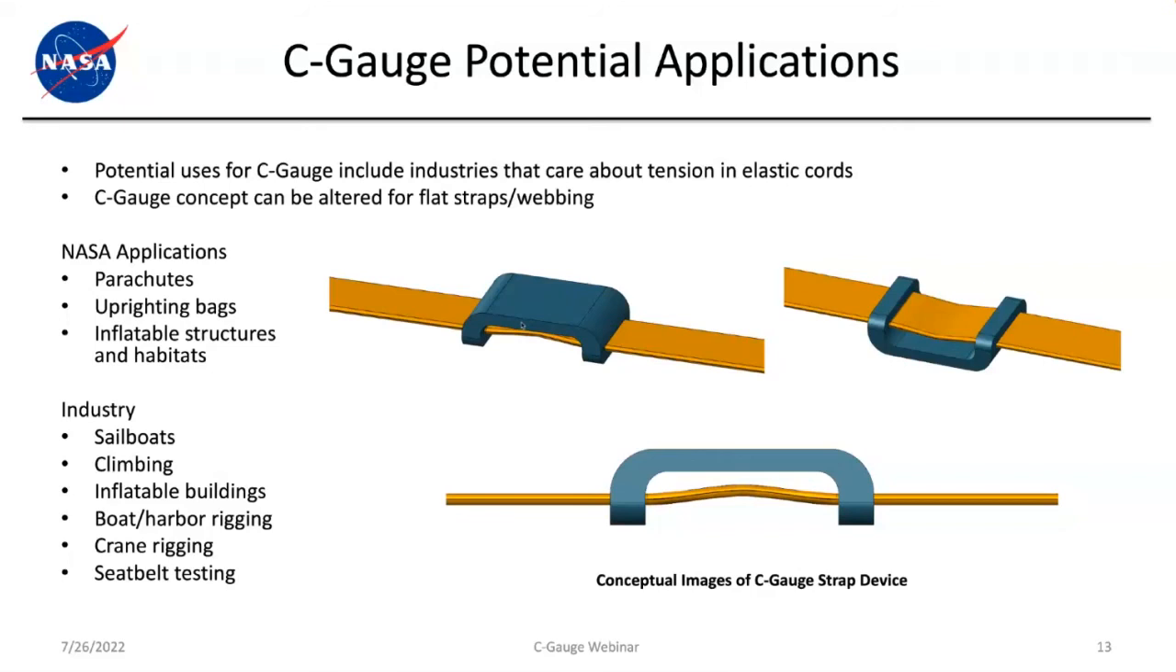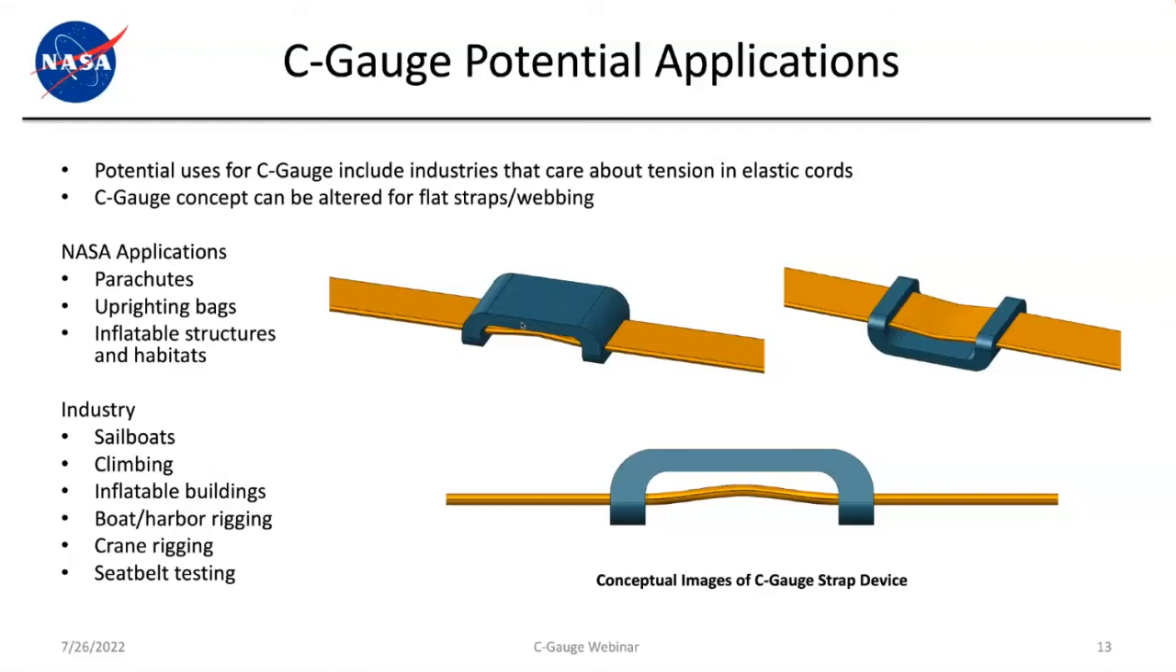On the industry side, these could be used in basically any application where you want to know the tension in some member and you don't want to break the configuration. So sailboats, if you rig up your sailboat with a number of these across all the various lines, you can have a good overview of how your system is performing in the various wind conditions, whether in a design and testing phase or even in an operational environment. Climbing, inflatable buildings, rigging, crane rigging.